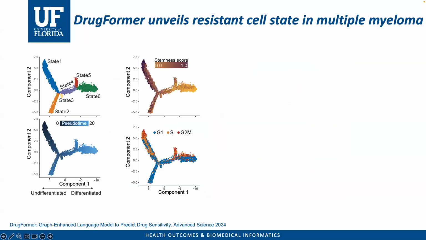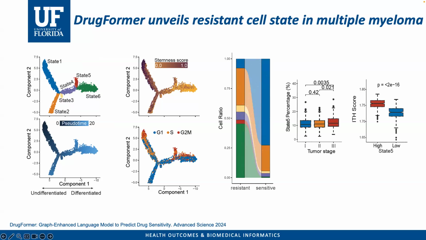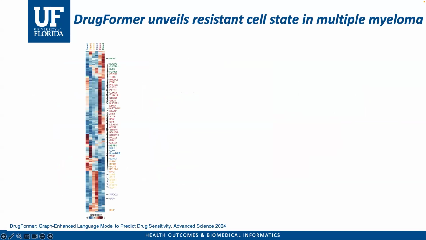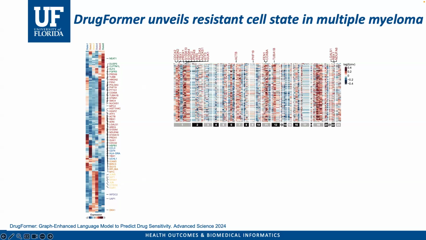We developed this model and demonstrated some use cases. We applied this model to multiple myeloma and identified a specific resistant tumor cell state, which is more enriched in resistant patients and in advanced tumor stages. This demonstrates that this tumor cell state is more likely to be a resistant tumor cell state. We also did downstream analysis, like differential gene expression and copy number alterations.